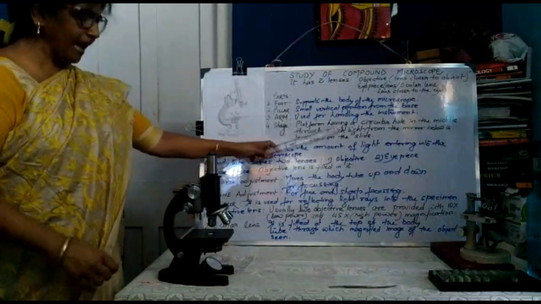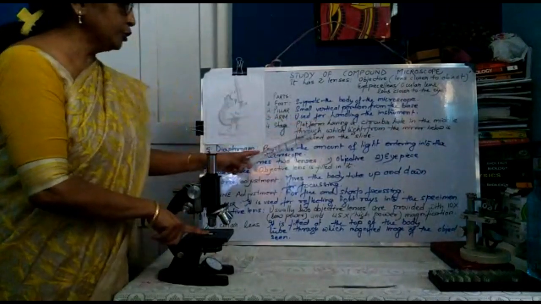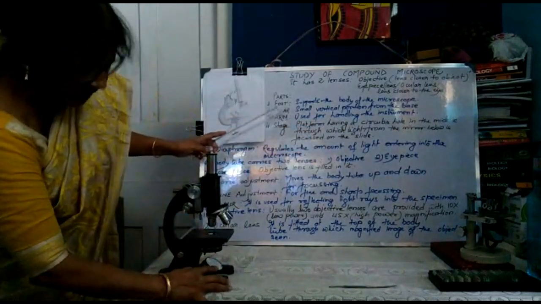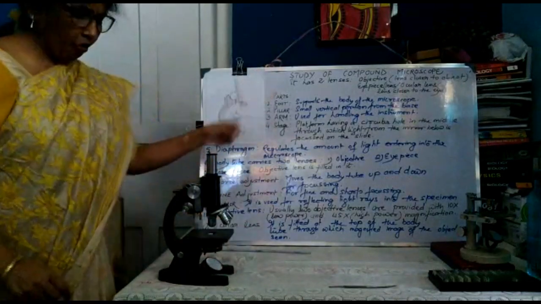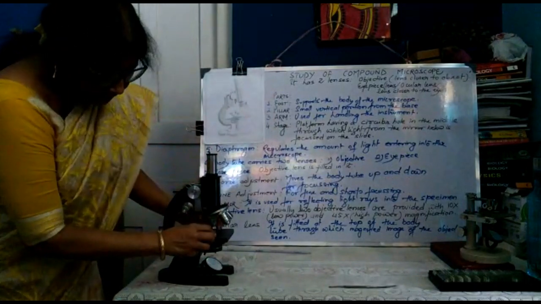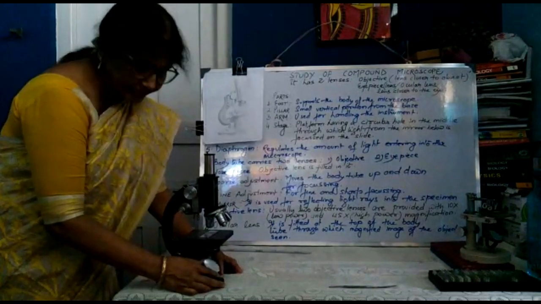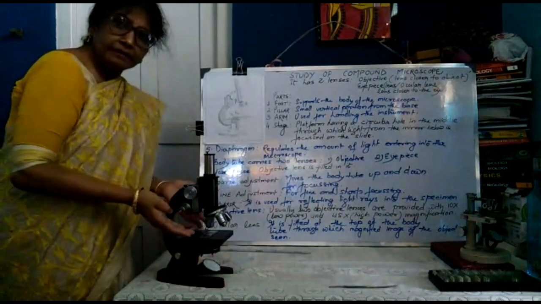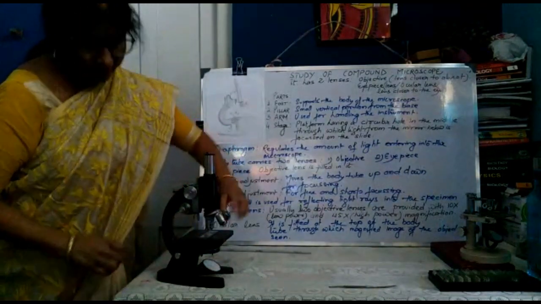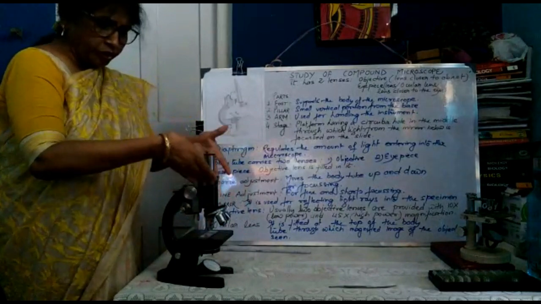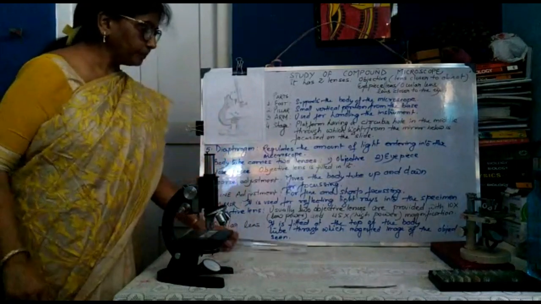Then the stage, a platform having a circular hole. Here is one hole in the middle, through which light from the mirror below is focused on the slide. If I keep the slide on this stage, then I first adjust the mirror, then the light will pass to the object, enter into the objective lens, then go through the draw tube, then the eyepiece lens, and then the image is formed in the retina.